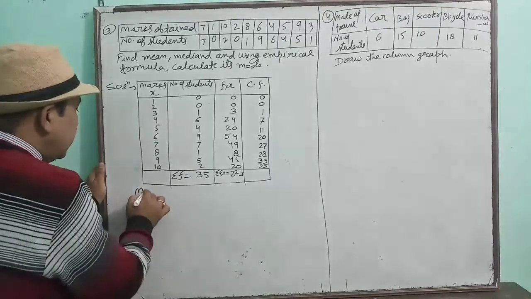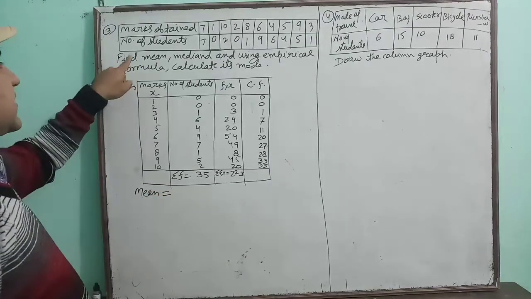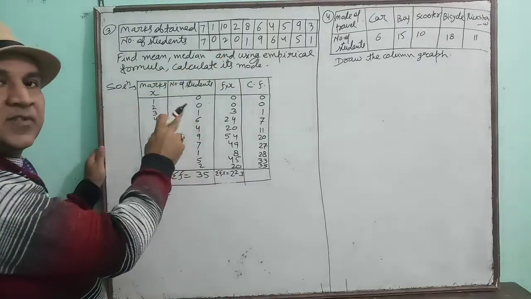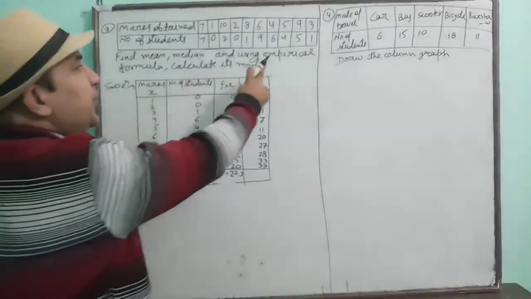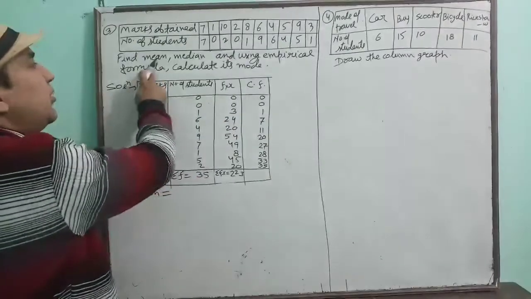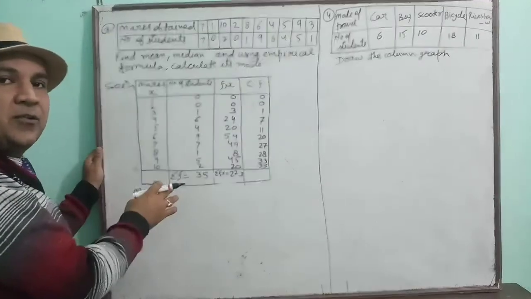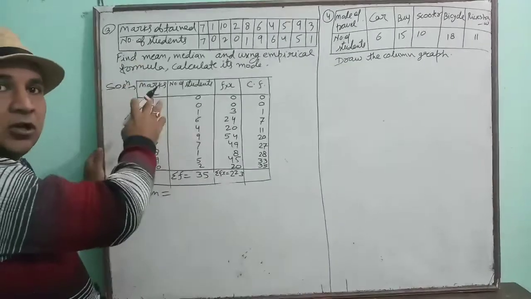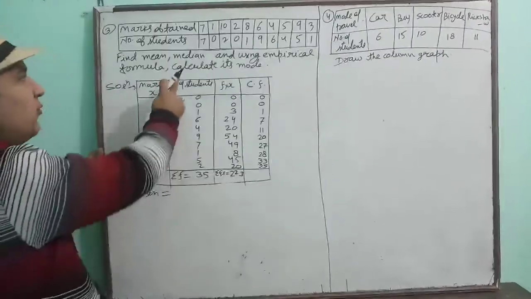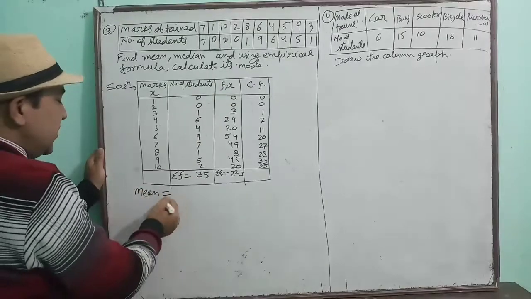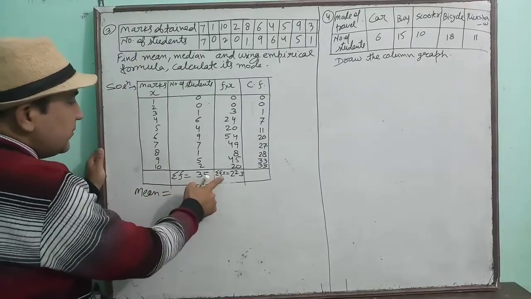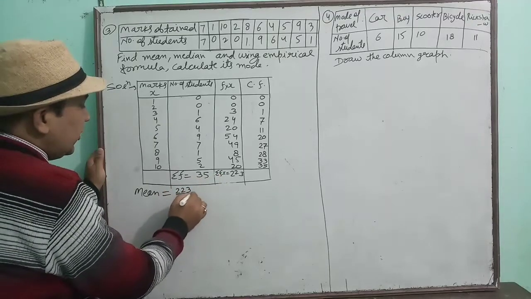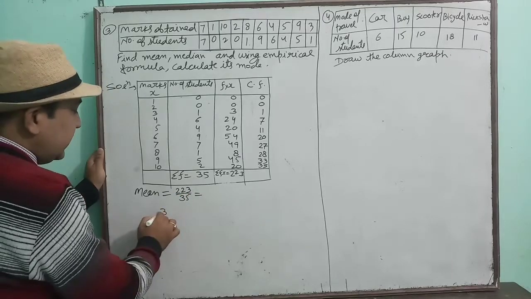Now find mean. In your question it is given to find mean and median. Either it is given or not, if you are going to use the empirical formula for finding mode, then definitely you have to find mean and median both. Though in this question it is given, if it is not given, then also you have to find it, if you want to find mode. Okay? So see, what is the formula for mean? Sigma fx upon sigma f. Means 223 upon 35. Now divide it.